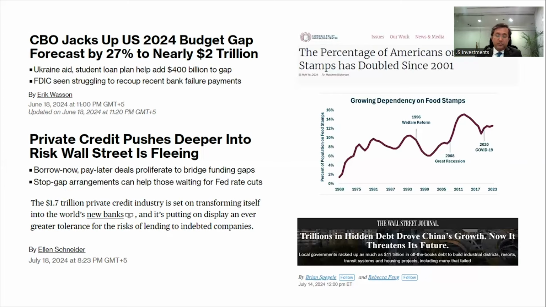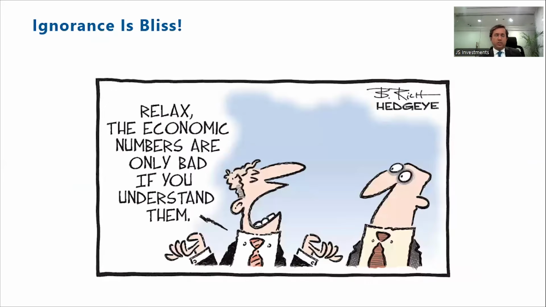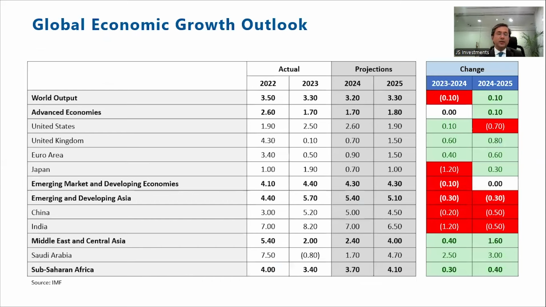With almost like $3.2 trillion in offshore bonds due by the end of 2024 and rising trade tensions and tariffs, China is poised to export deflation to its Asian neighbors. Moving on, ignorance is bliss. Relax, the economic numbers are only bad if you understand them. So this was just like on a lighter note, it was just this cartoon. I really enjoyed viewing.